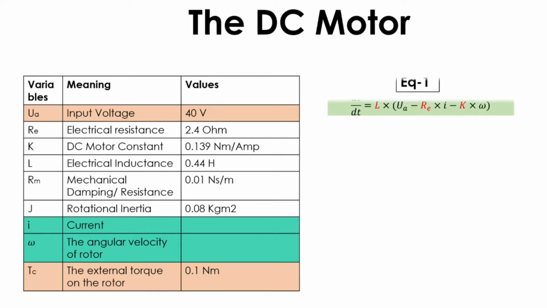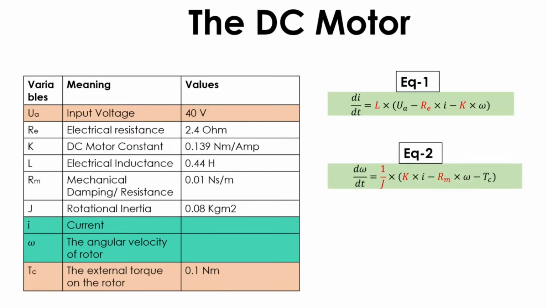In the last video, as we have seen, we got two equations. Equation 1 is for the electrical part, which we got through Kirchhoff's law, and equation 2, which we got through Newton's second law. And now we are going to try to model these two in the Simulink platform.